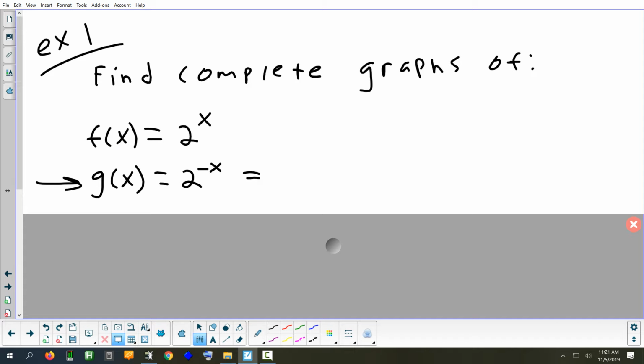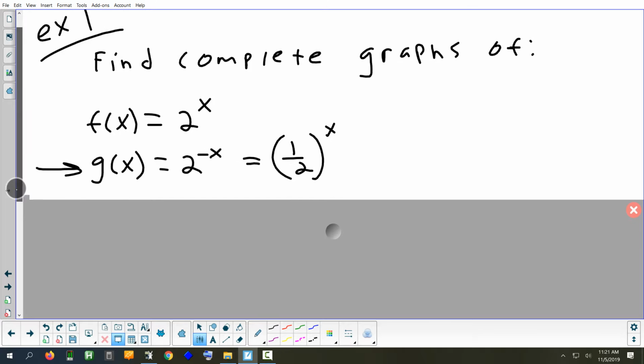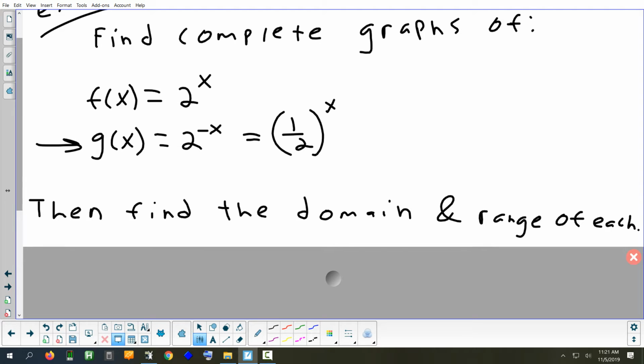So how can I rewrite g of x? It's 1/2 to the x. Now I can tell g of x is what we call a decay function because the base is less than 1. So I want to look at finding the domain and range of each of those.